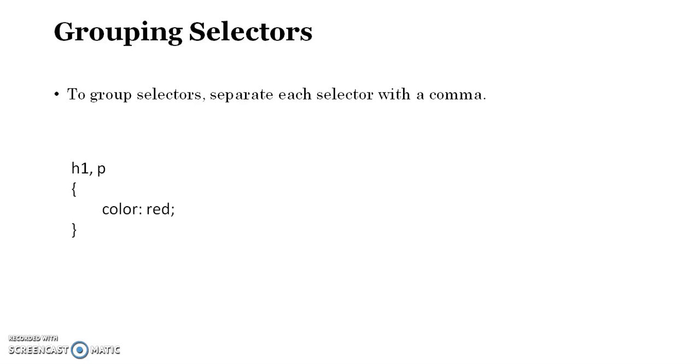Now you can not only group the HTML element names, you can also use class names to group the selectors. You can do that in different ways. You can group selectors to use the same code for different elements. So these are the selectors using which you can select an element on the web page and change its look.